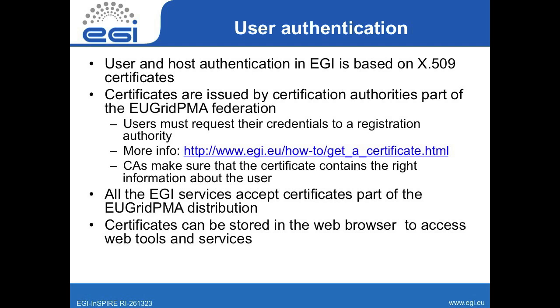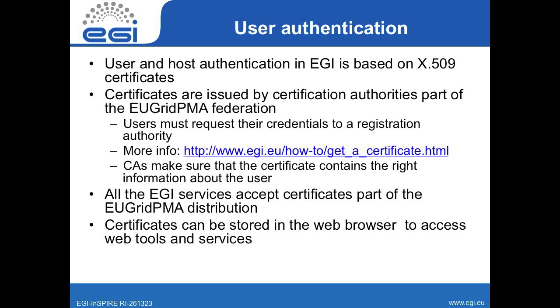What users should do is request their credentials, so request a certificate from a registration authority. What is important is to get a certificate from an EUGRID PMA certification authority. If you need more information, I put a link here. And all the EGI sites accept certificates that are part of the EUGRID PMA distribution. That means that if your VO is enabled on that site, your certificate will also be accepted, because all the certificates are recognized at site level.